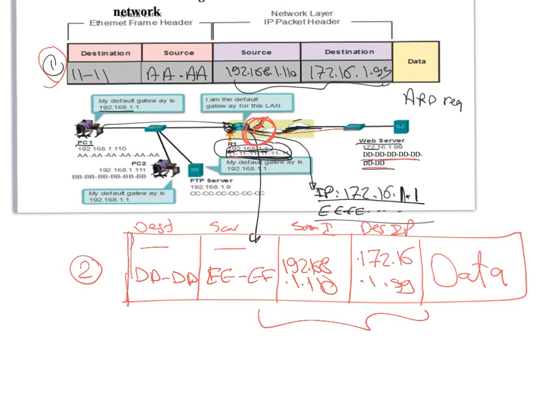But the IP address in the data will remain always the same. It always indicates the ultimate source and the ultimate destination. So even if we have 100 steps, in the middle, the source IP address and the destination IP address are the same. They never change. Well, almost never. As we said, we will talk about an exception later.